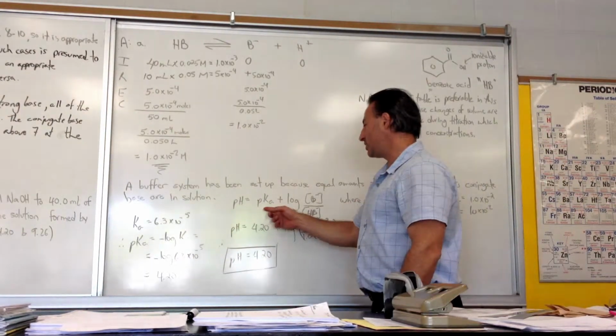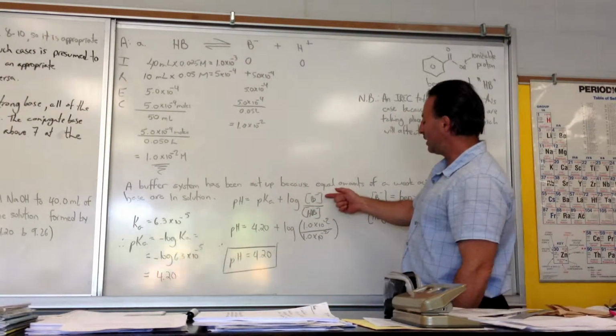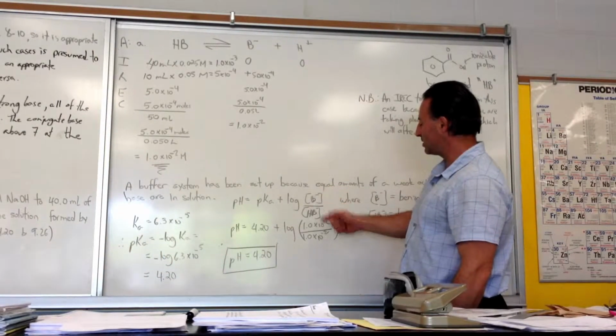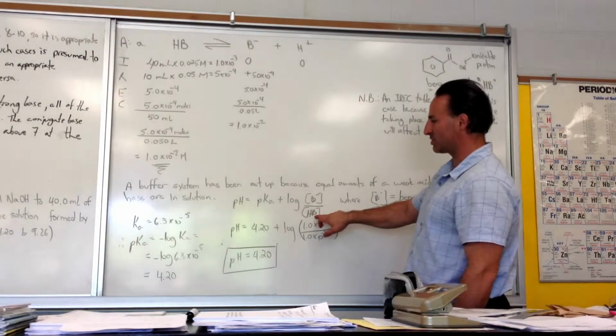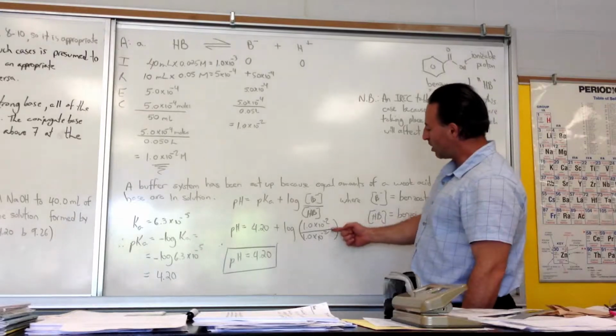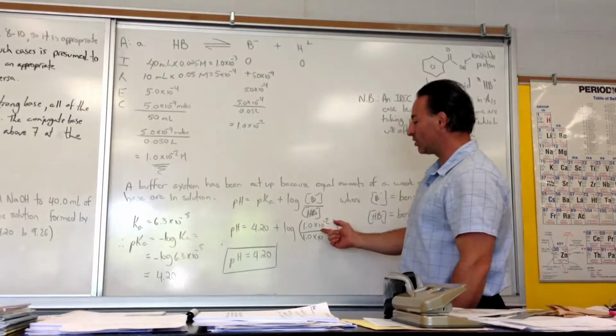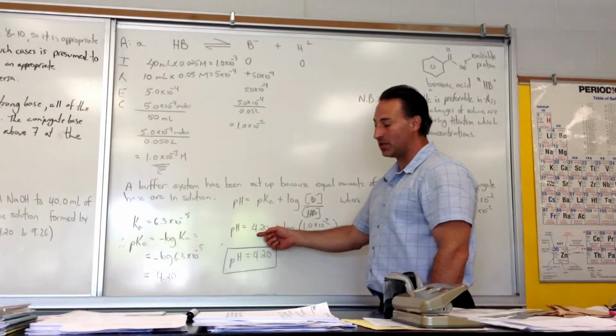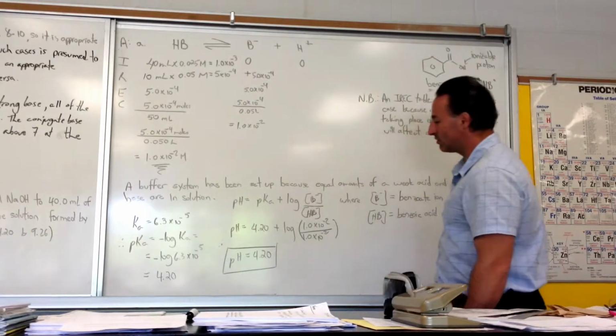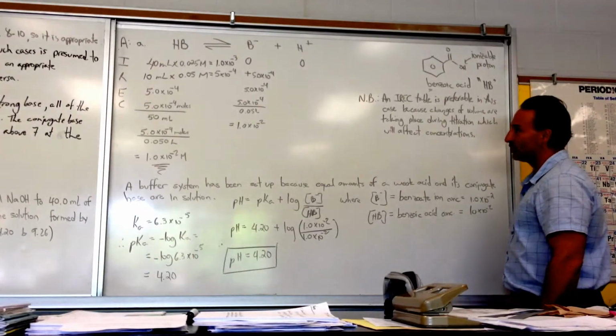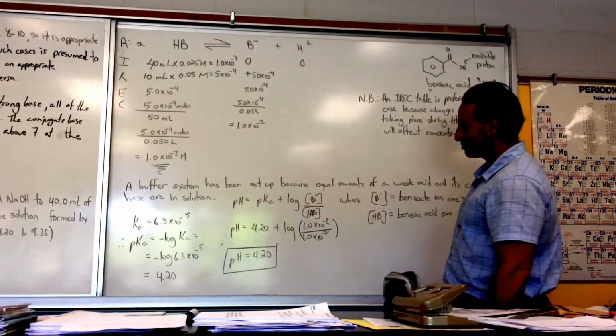Recall that pH is equal to pKa plus log of the conjugate base over the acid. In this case I use B because of the benzoic acid. The quantities are equal, so this is going to be equal to 1. Log of 1 is 0. So the pH is going to equal the pKa, and the pH of this solution ends up being 4.2, even though a strong base has been added.